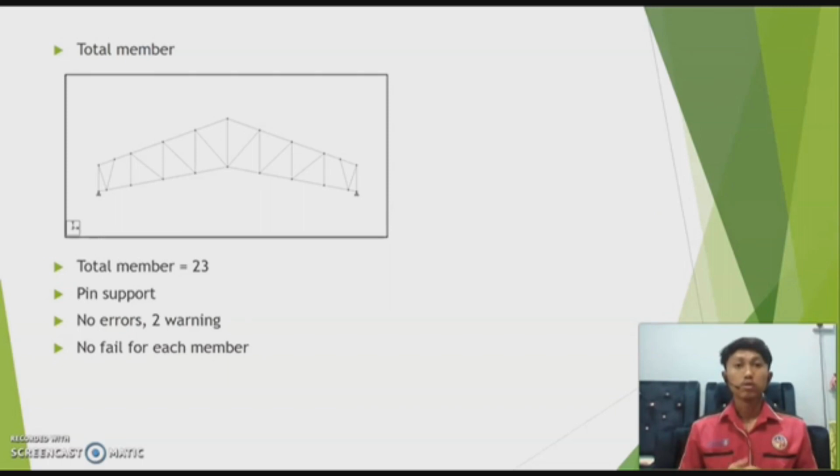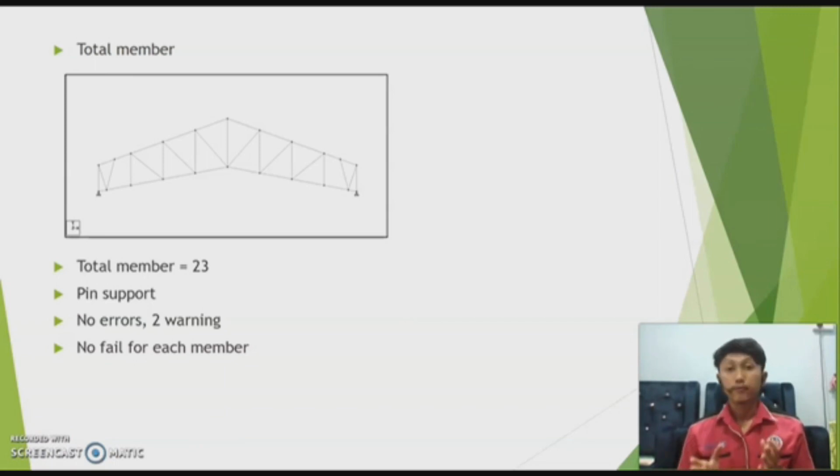The total number of members in our roof truss is 23, and the property used is British tube steel. Then, the support for our roof truss is pin support because it is for a roof. After completing the analysis using STAAD.Pro, it has no errors and 2 warnings, which are instability at joint one in direction MX, and another warning that some members have changed since the last analysis. Besides that, there is also no failure for each member.